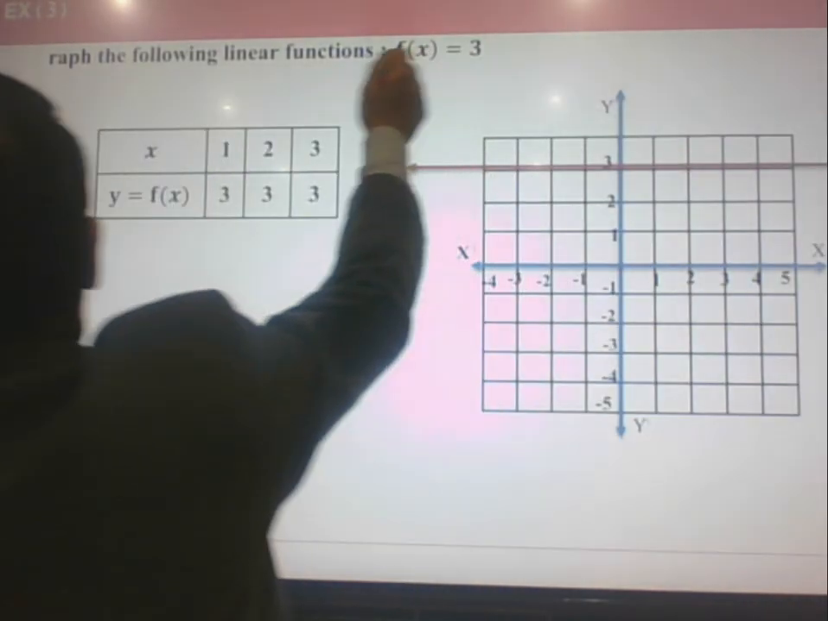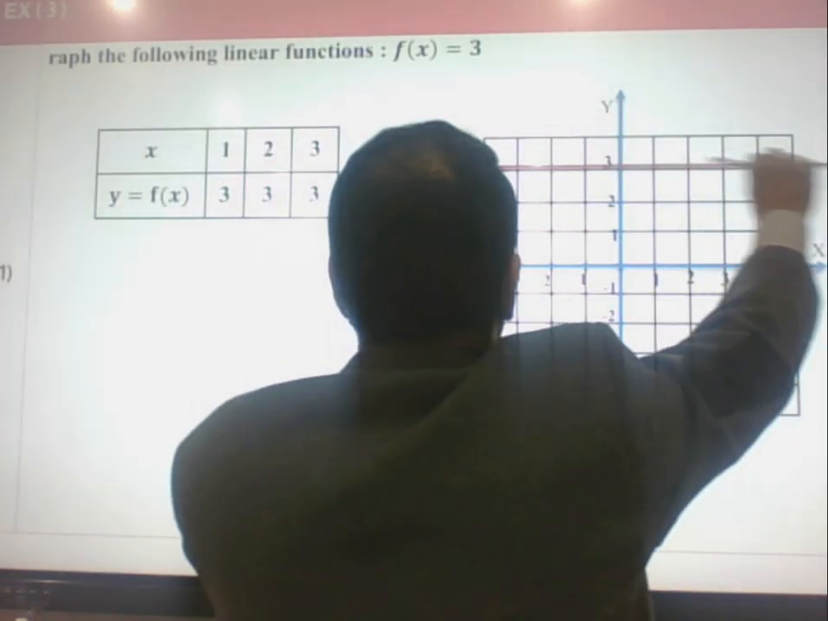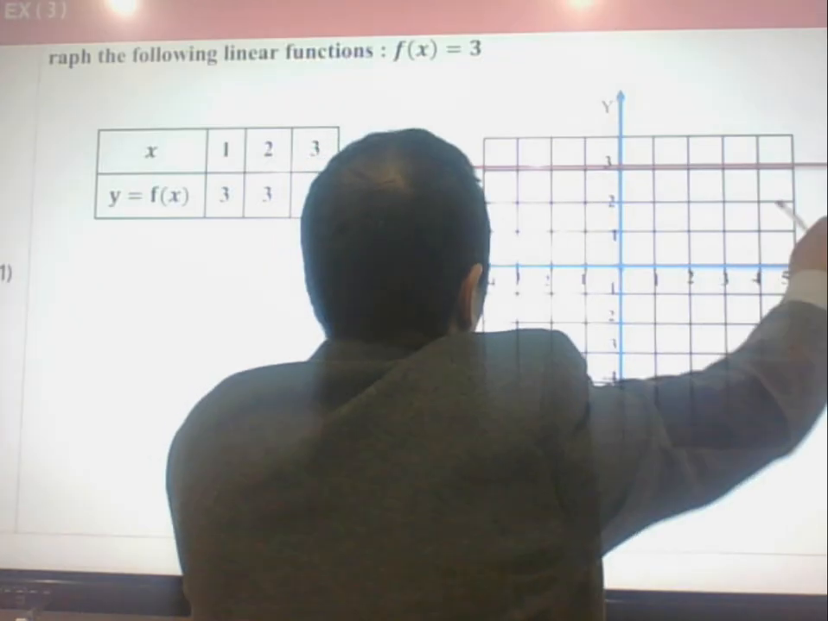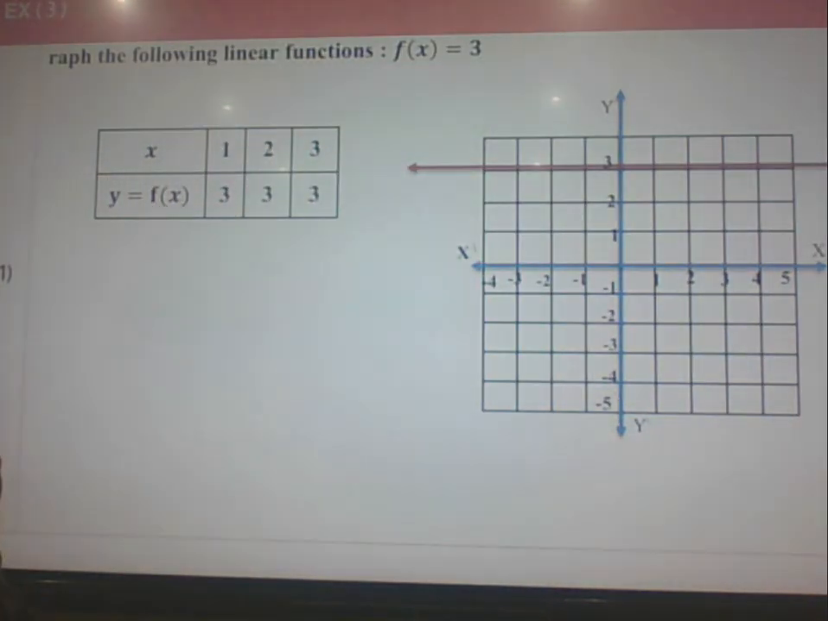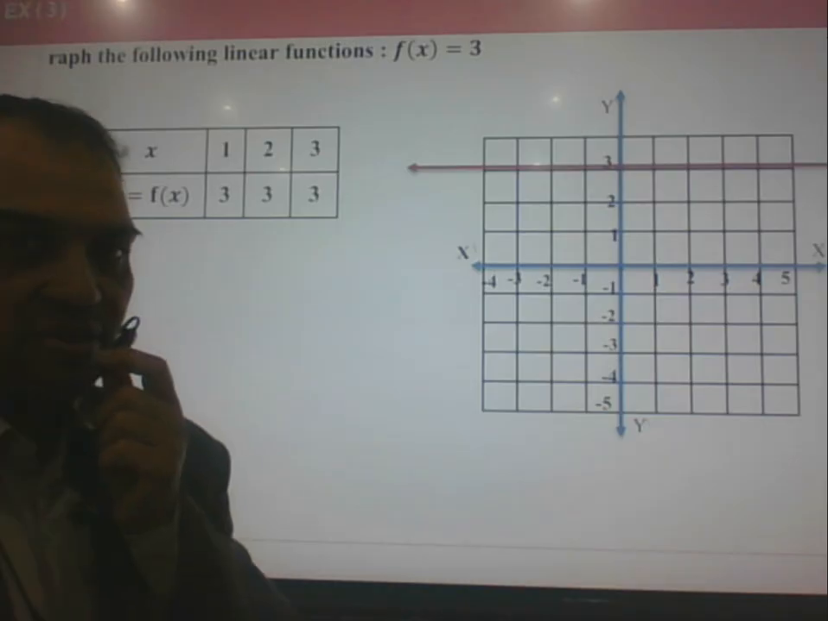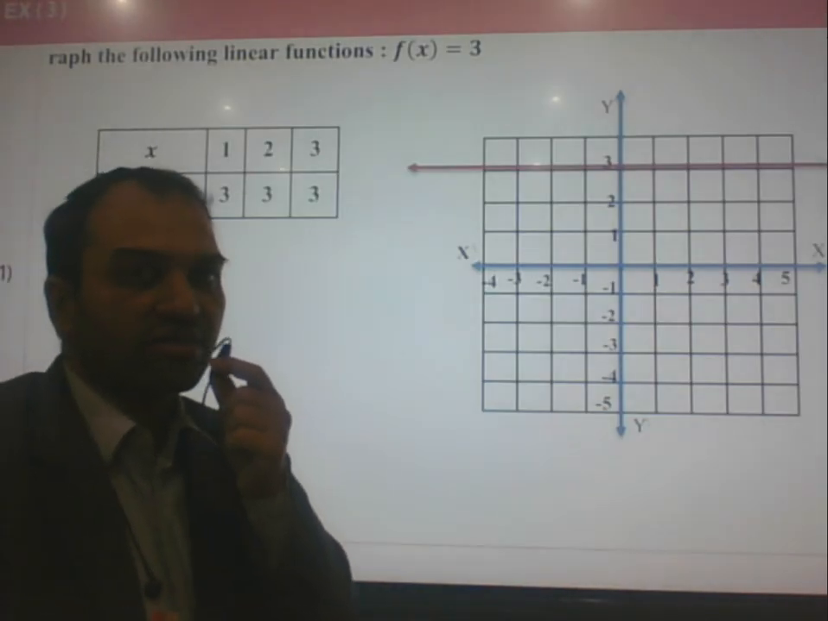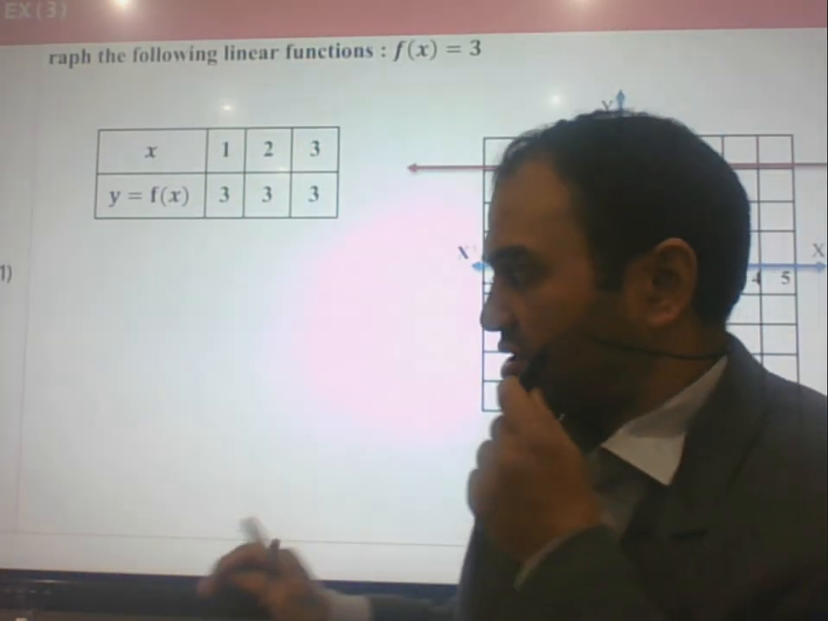Like this, f of x equals 3. We can draw a straight line passing through the point 0 and 3 and parallel to the x-axis. So we call it the constant function. Okay, my students, easy question.